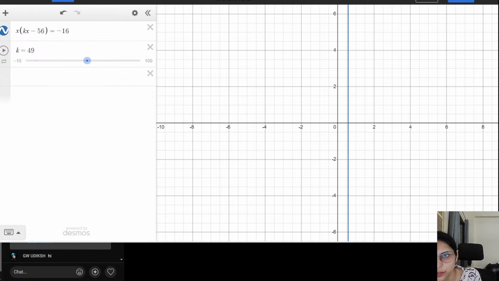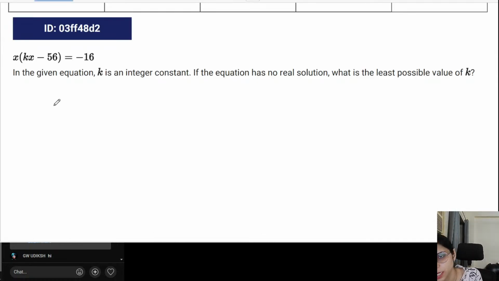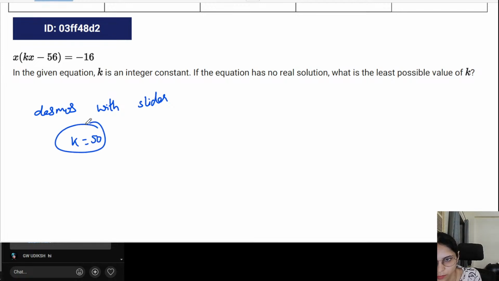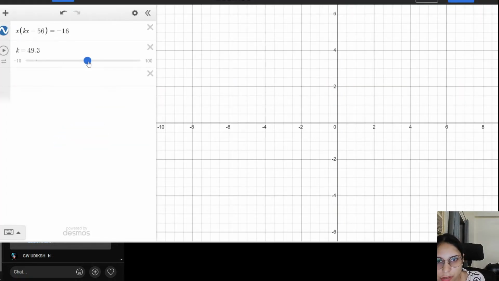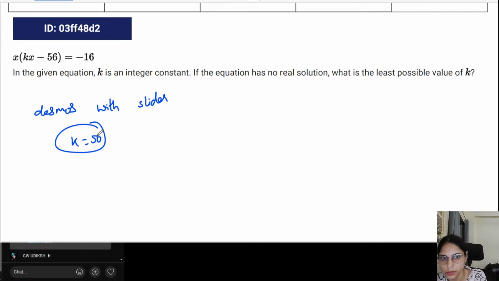Until 49 you have solution, so answer is going to be 50. I've used slider. Because until 49 you were getting the solutions, and after 49 it just gone. Okay. So the least value is k. Least value of k is 50.